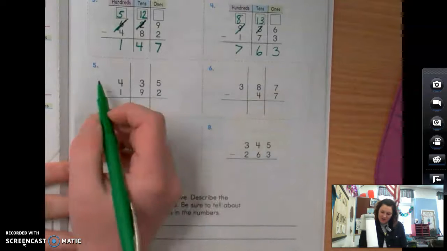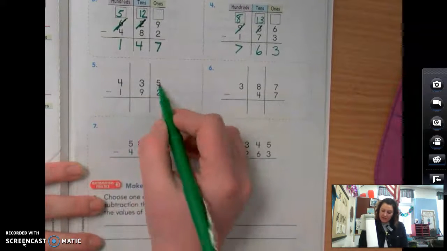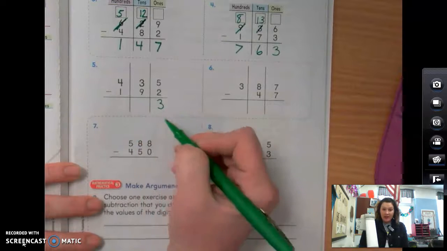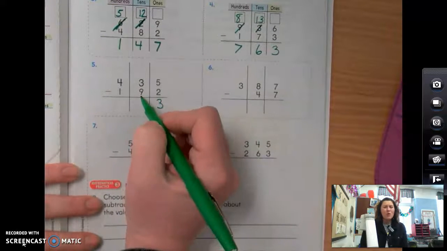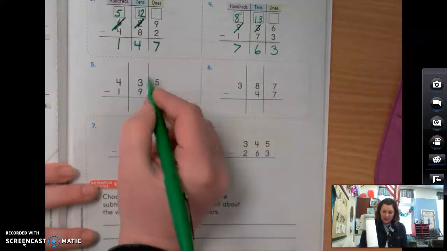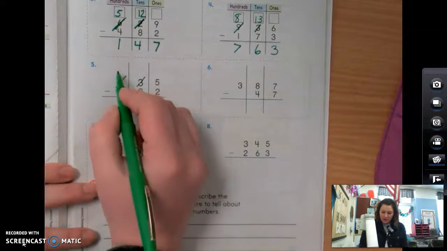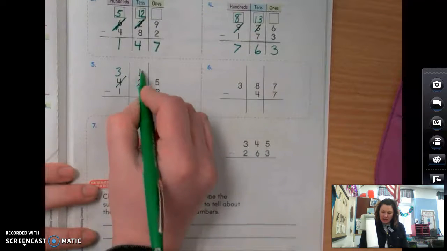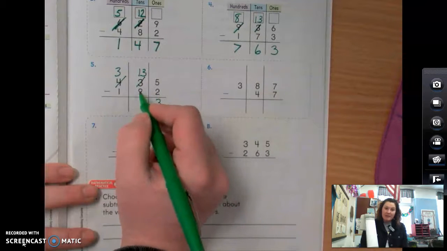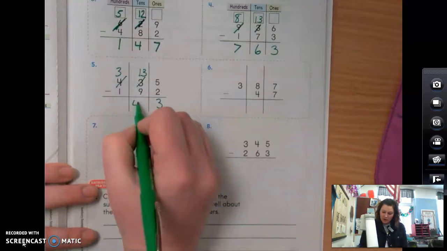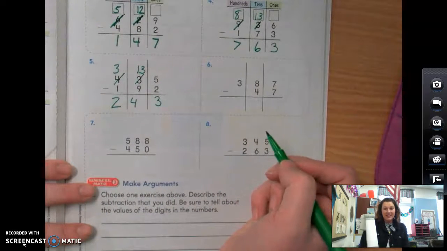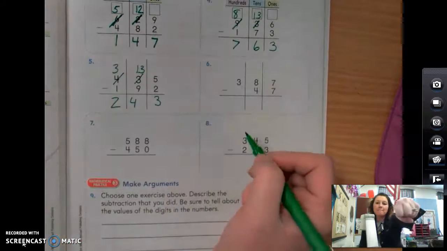All right. 535 minus 192. 5 minus 2. I can do that, right? That is 3. 3 minus 9. I hope you didn't switch it and put 6 and do 9 minus 3, because that won't work. You got to cross out, 1 less, 10 more. Even though we don't have the box there, it still works. 13 minus 9 is 4. 3 minus 1 is 2. 243. I hope you got that one. Give me a fist bump.